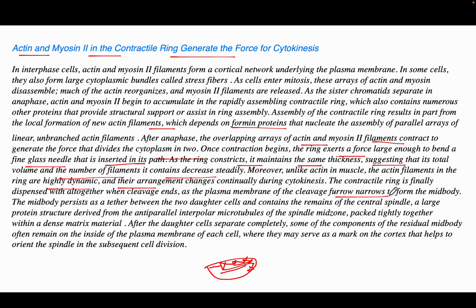The contractile ring is finally dispensed with altogether when cleavage ends, as the plasma membrane of the cleavage furrow narrows to form the midbody. The midbody persists as a tether between the two daughter cells and contains the remains of the central spindle, a large protein structure derived from the antiparallel interpolar microtubules of the spindle midzone, packed tightly together within a dense matrix material. After the daughter cells separate completely, some of the components of the residual midbody often remain on the inside of the plasma membrane of each cell, where they may serve as a mark on the cortex that helps to orient the spindle in the subsequent cell division.